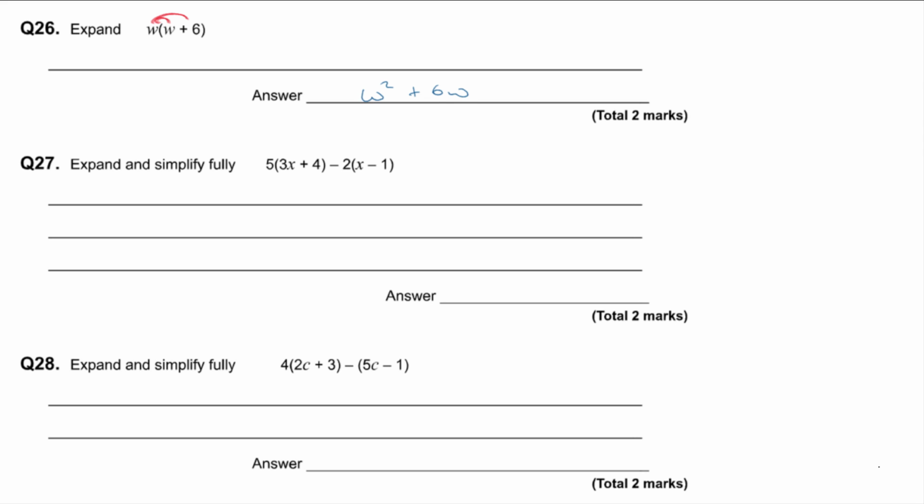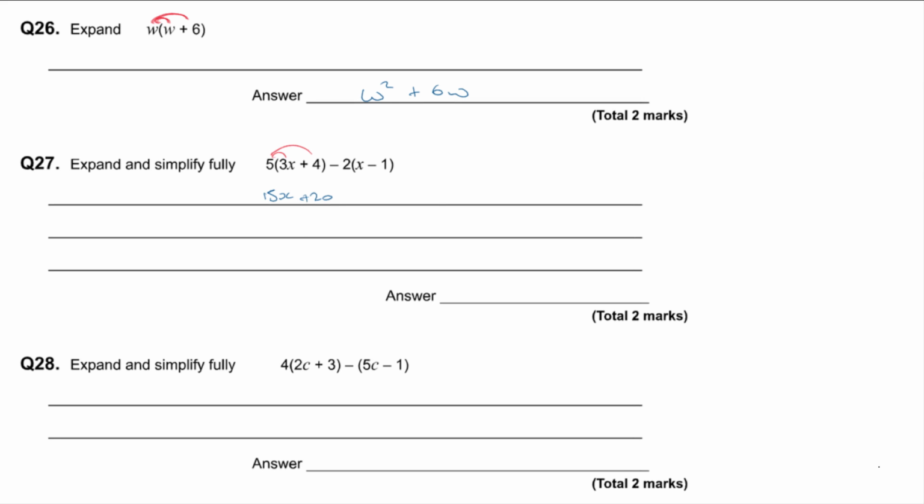Okay, now I've got two different brackets here. It's not two brackets multiplied together, it's two single brackets which are then added together, or in this case subtracted from each other. So multiplying out the first bracket, I've got 5 lots of 3x and 5 lots of 4. So 5 times 3x is 15x, 5 lots of 4 is 20.